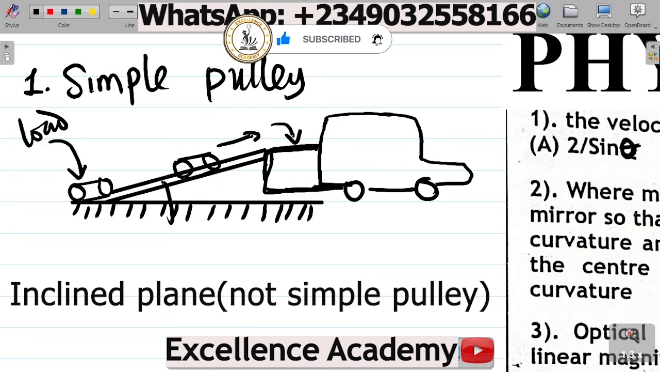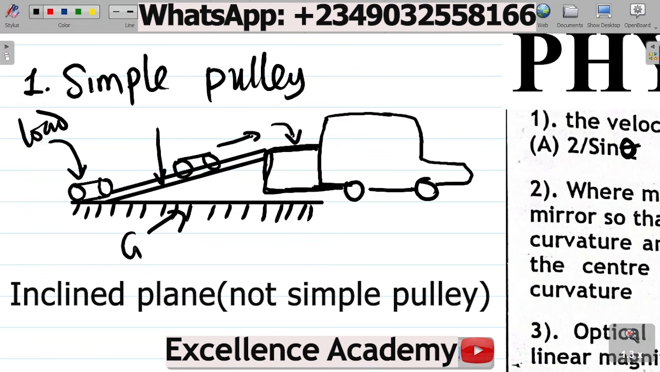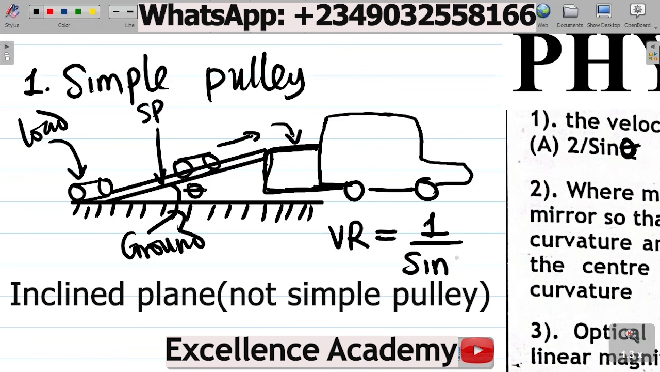What you have here is what is referred to as the simple pulley. That's a simple pulley system. This is your simple pulley, and this is the ground. Now, the simple pulley is inclined to the ground at an angle theta. So you want to note that the velocity ratio VR of a simple pulley is simply equal to 1 all over sine of the angle of inclination, which is 1 all over sine theta.